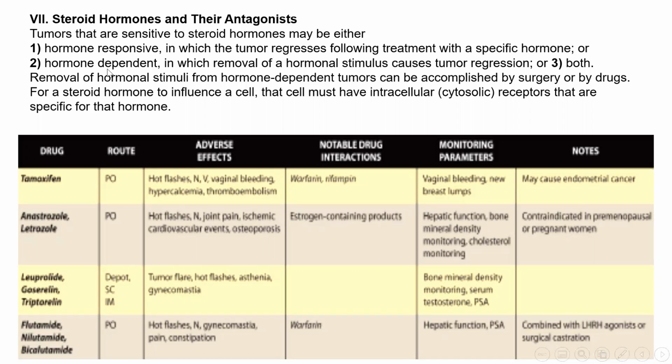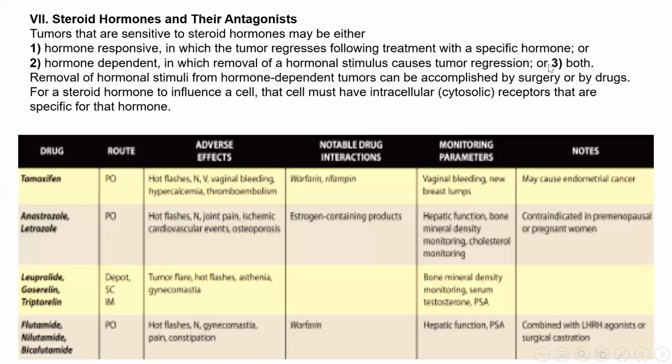The second kind of tumors that respond to hormonal therapy is called hormone dependent. This kind of tumor regresses in the absence of the hormonal stimulus. So if we remove or just stop the hormonal supply to the tumor, there is tumor regression.